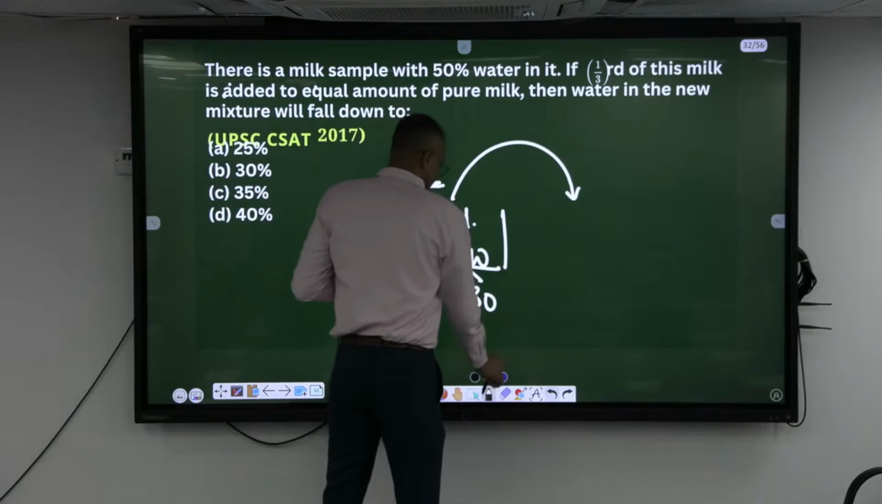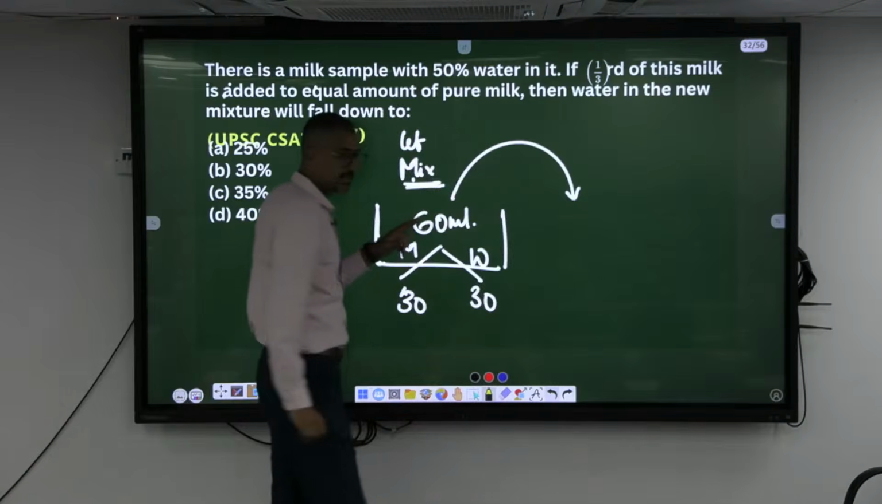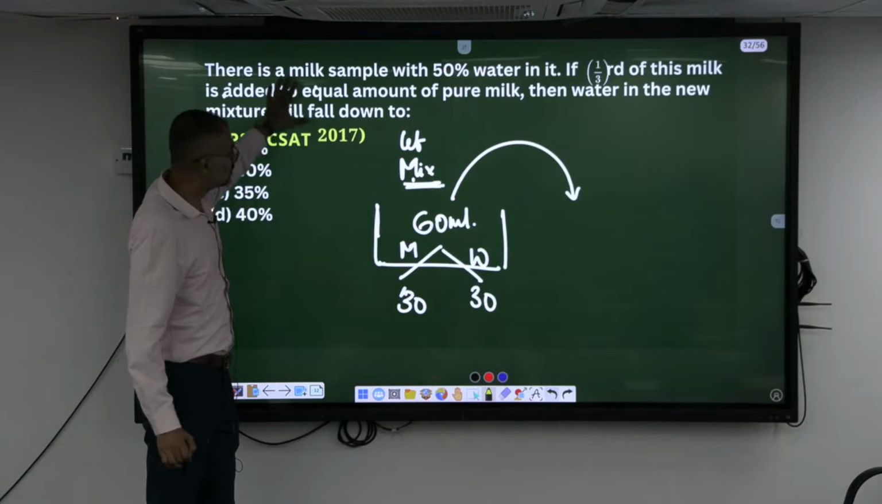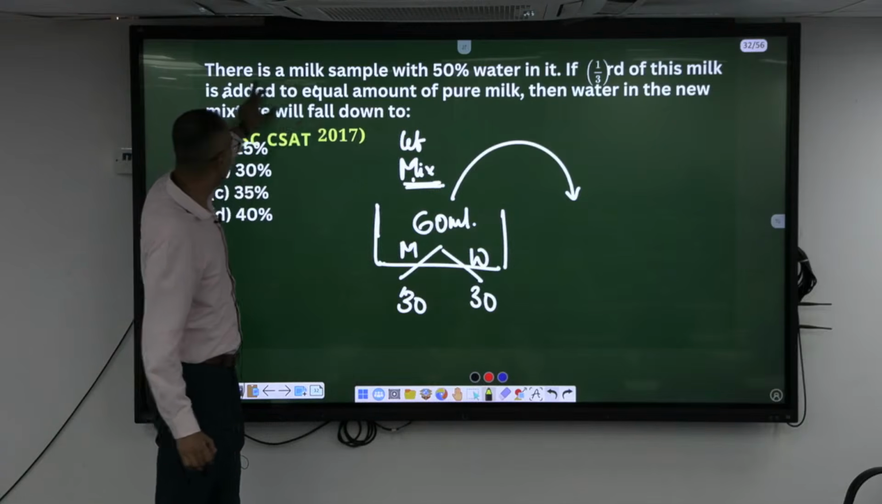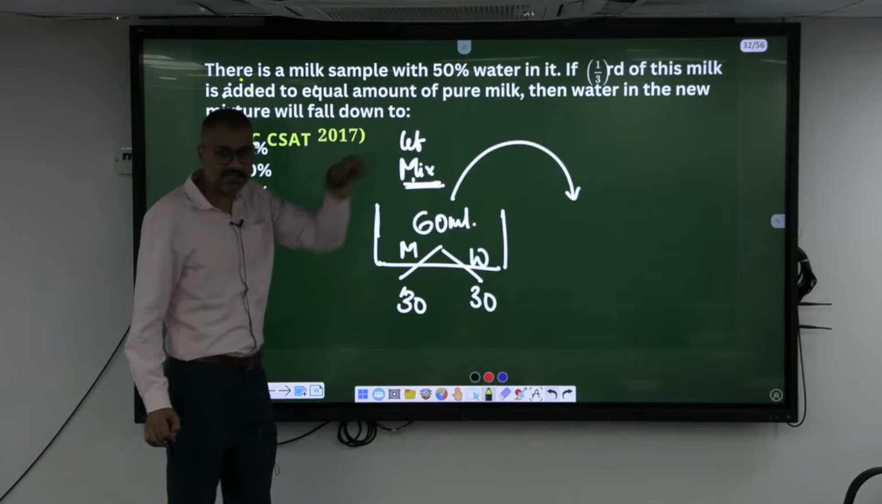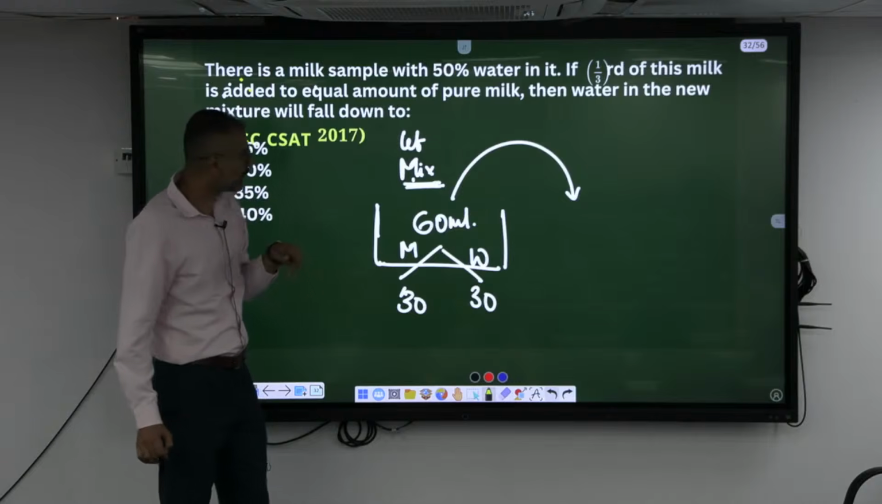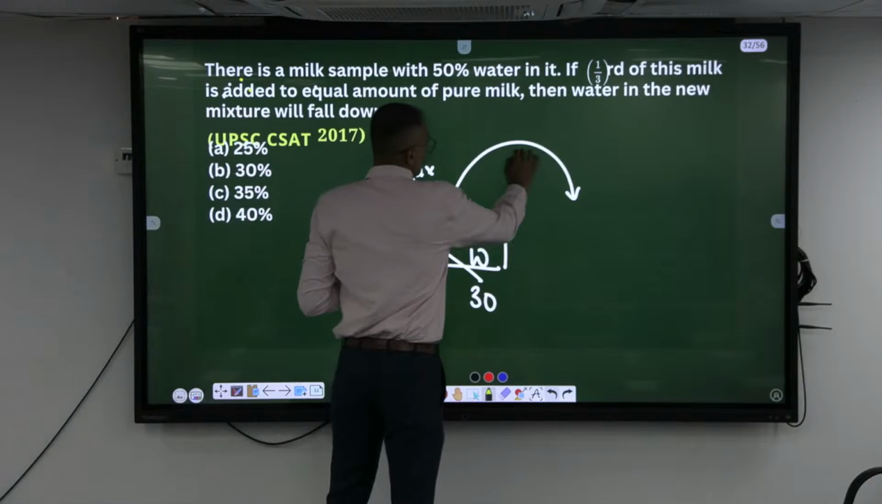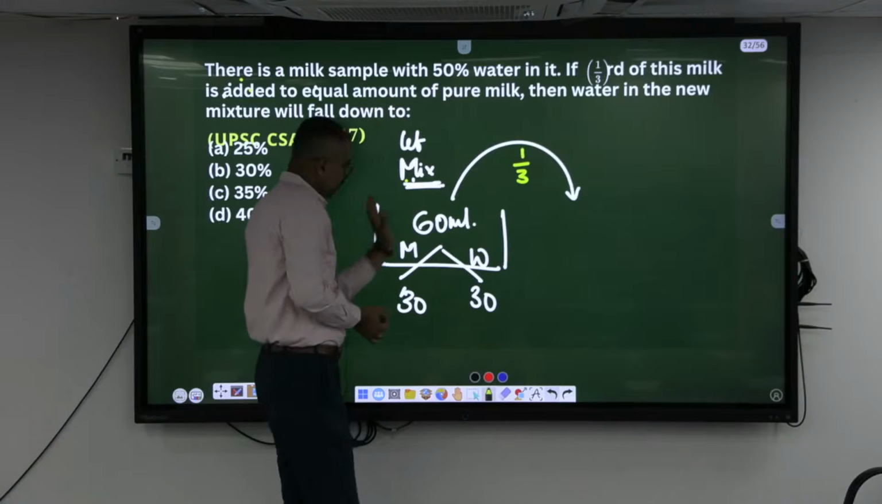Okay, mixture. 1/3 of the milk. UPSC does the same thing here. Okay, he changes the literature every time. Okay, that doesn't become a new question here. Same question. There is a milk sample with 50% water. So when he says the milk, again it's a sample of water only. Okay, along with it water is there, mixture. He has taken 1/3 of it. What is 1/3 of it? 1/3 of this mixture.